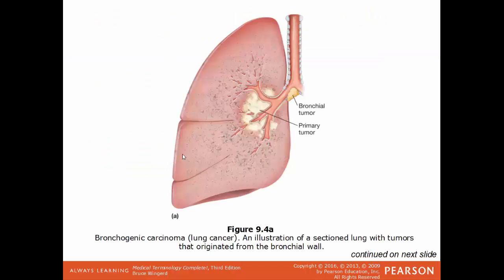Here's an example of how bronchogenic carcinoma would look. In here you have a tumor developing right here, right where the trachea splits into the primary bronchi. And the primary tumor developing here in the wall. This is a generic term for a malignant lung cancer.